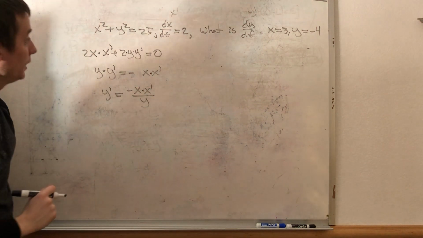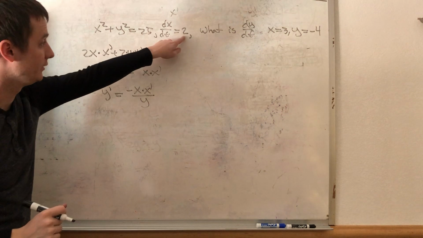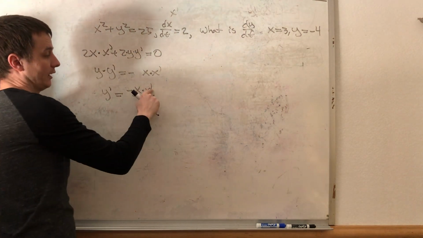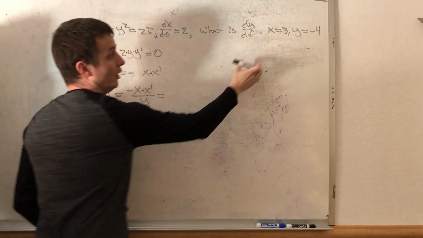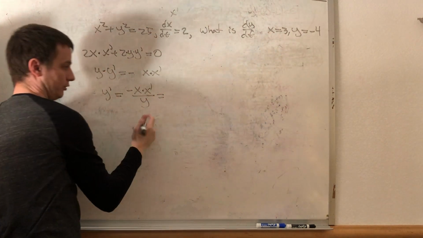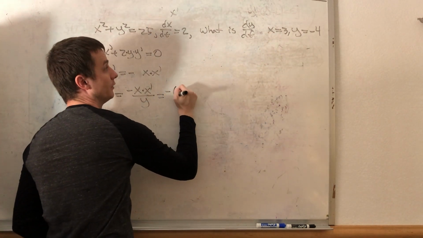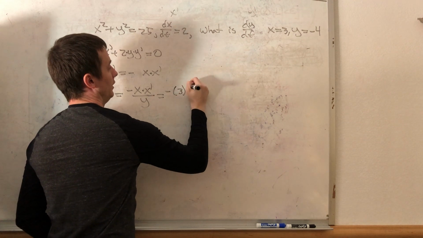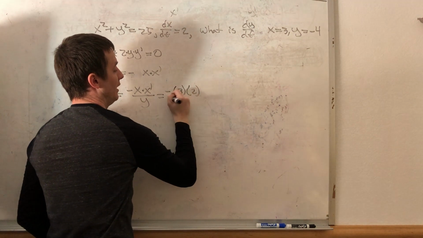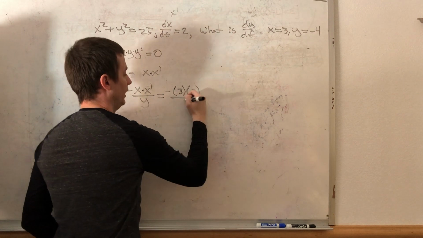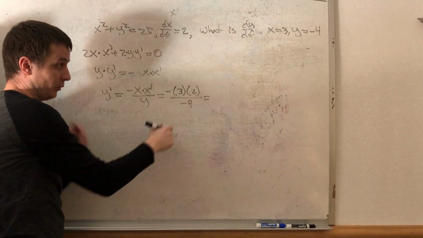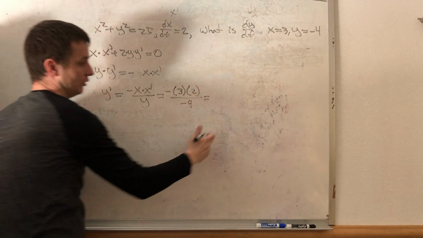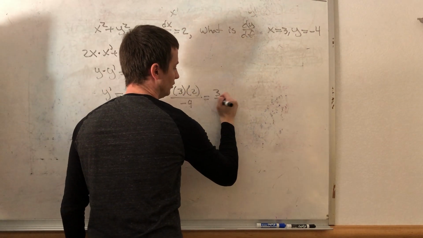Now we were looking for y prime, given that dx dt is equal to 2, or in other words, x prime is equal to 2. So I know that my x prime is 2, but my x is 3 and my y is negative 4. So plug in all those values. So we have negative x times x prime all over y. So negatives are going to go out. 2 cancels out, leaving just a 2. So we're going to be left with 3 halves.